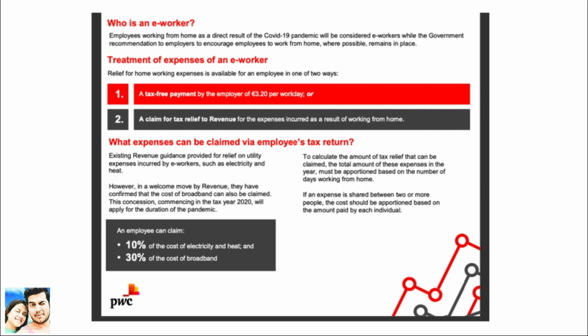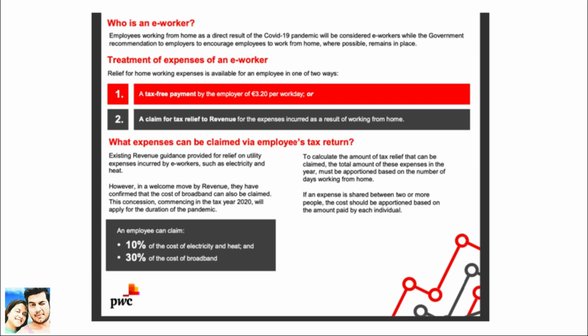Here, I assume you'll have some questions, like what expenses you can claim for. You can claim for 10% of the cost of electricity and heat and 30% of the cost of broadband. The second question you'll have is how to calculate the amount of tax relief. I'll show you this through an example, so park it for now.